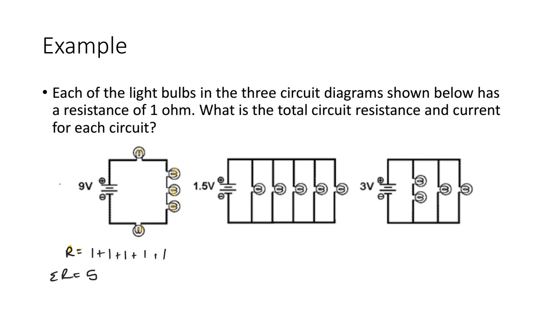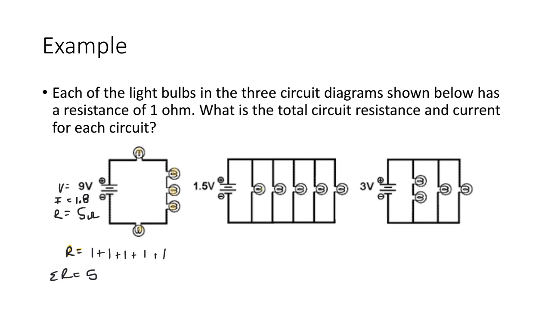So the total voltage is 9, the total resistance is 5. We can use V equals IR to find the total current, which would be 9/5, or 1.8. All right, let's check out this next one.